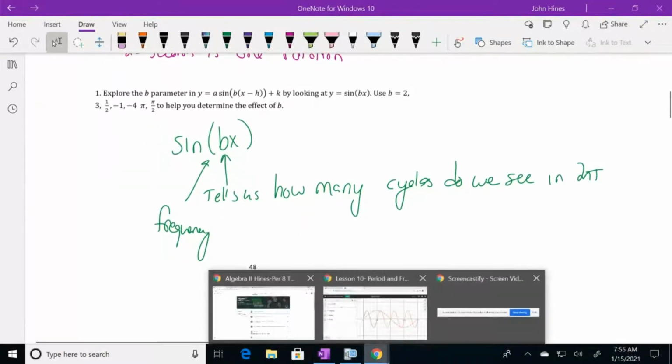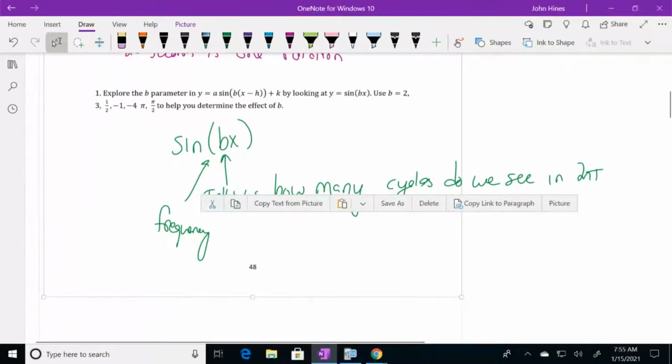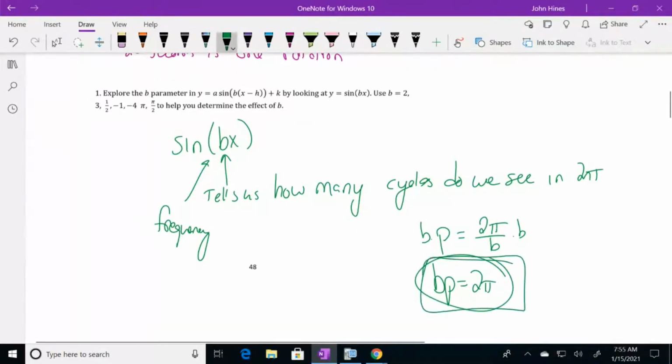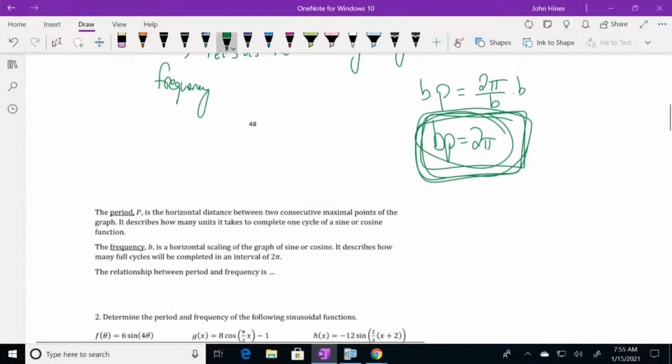What's the relationship? Well, that tells me how many I see in 2 pi. So the period, how long is one cycle, is 2 pi divided by b. The period is 2 pi divided by that number. So what I like to do is bring that b up: bp equals 2 pi. I just find this easier to work with. bp, that's kind of our big equation, and this is the part that stumps everybody all the time. Whenever we deal with trig equations, we basically always use this equation: bp, the number in front of x, times p equals 2 pi.